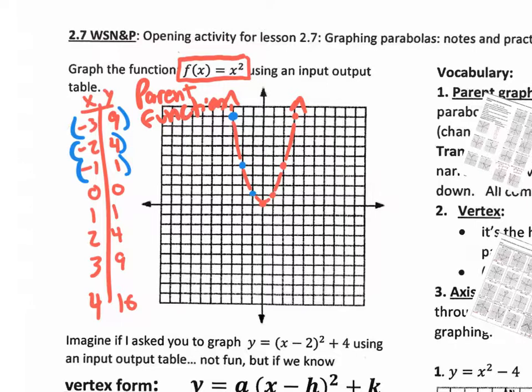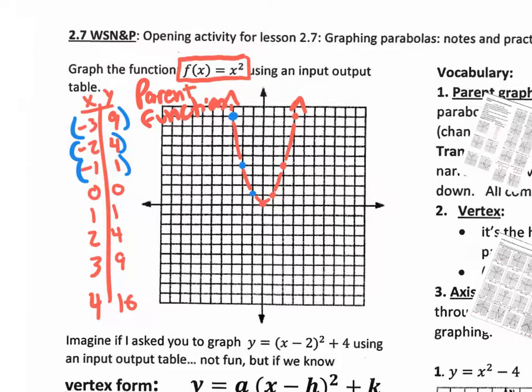Well, a parent means that you've had babies, right? So right here, a parent function, this is the parabola, and it's going to have babies. I'm just kidding, it's not going to have babies. But the other parabolas are going to look like this one, right? Just kind of like children look like their parents.